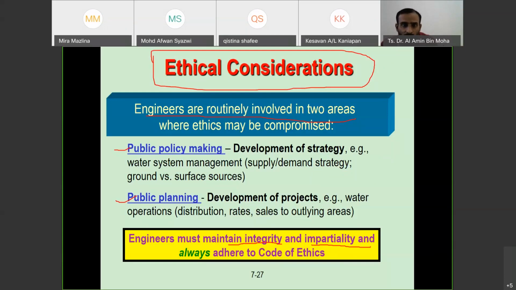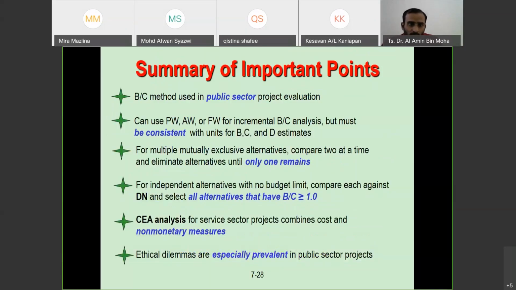So, summary for today: we learned about the BC method to be used in the public sector. We need to use incremental BC. It should be consistent. You can use any, but it should be consistent. If you choose PW, then you should stick with PW until the end. If it's AW, then AW. If it's FW, then FW, for all of the units.